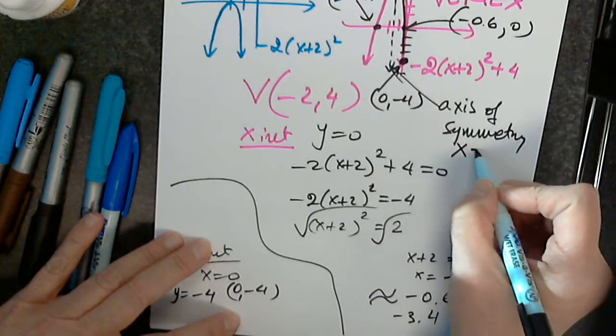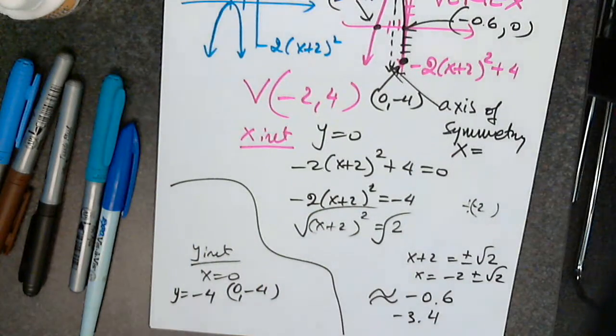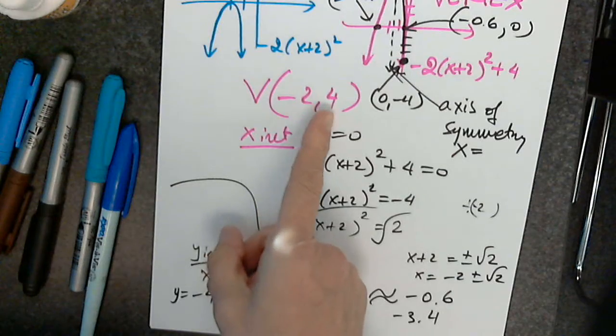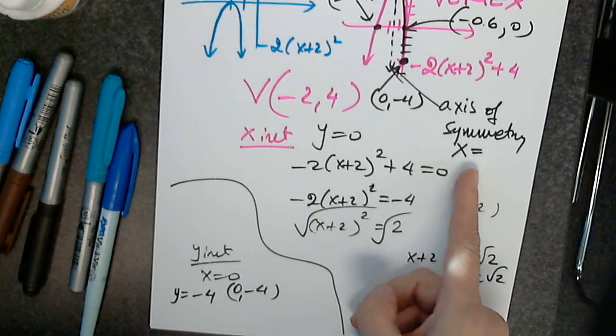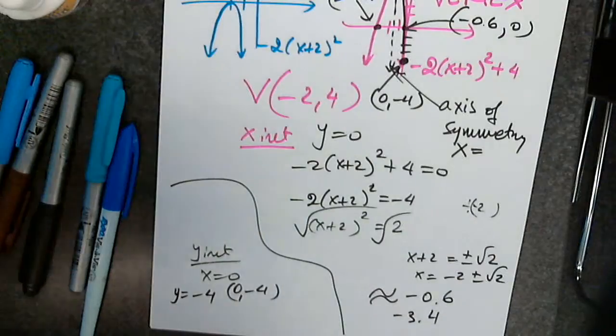And that is x equals, it's a vertical line. It passes through the vertex, and the vertex is negative 2, 4. So this must be x equals negative 2.